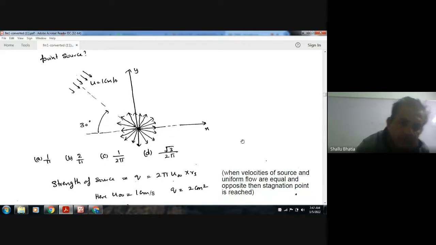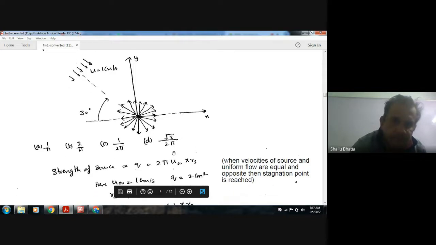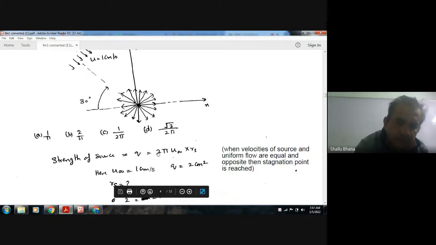Okay. Now this is the source, and this is the uniform flow. The strength of the source is given by 2π U∞ r, where U∞ is the velocity at the distance r. Now the stagnation point will be where this velocity and this velocity are equal.